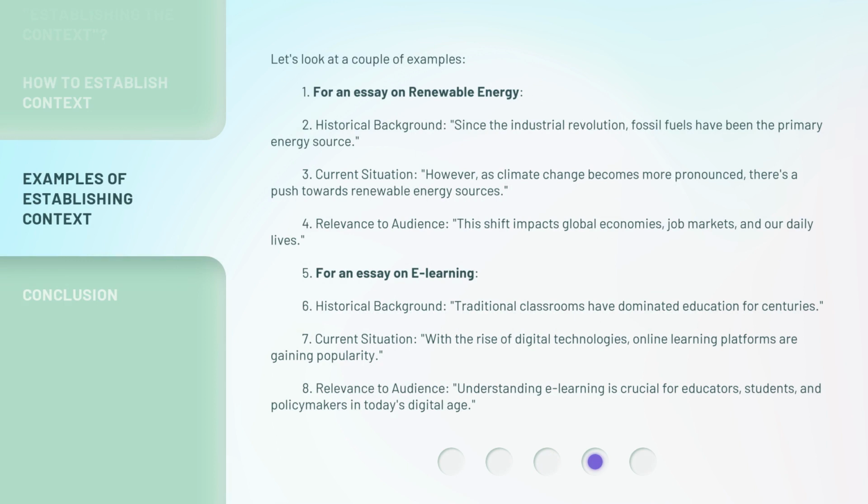Let's look at a couple of examples. For an essay on renewable energy. Historical background: since the Industrial Revolution, fossil fuels have been the primary energy source. Current situation: however, as climate change becomes more pronounced, there's a push towards renewable energy sources. Relevance to audience: this shift impacts global economies, job markets, and our daily lives.